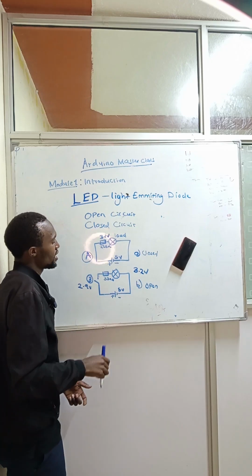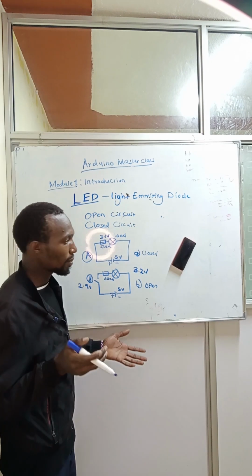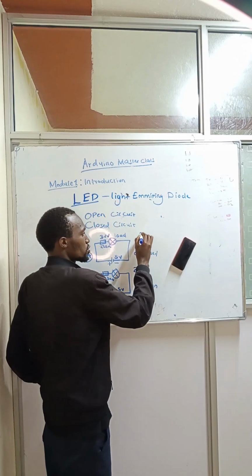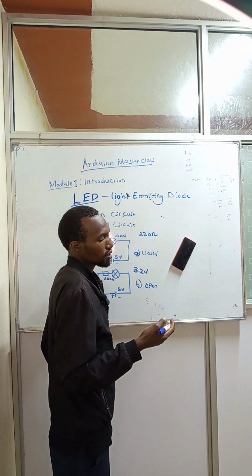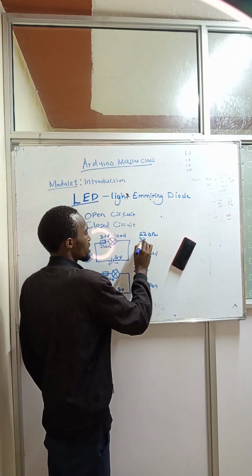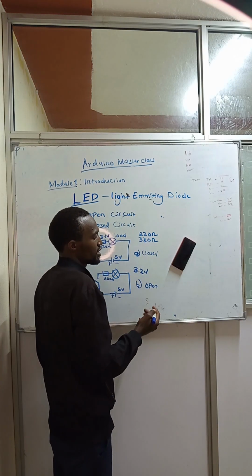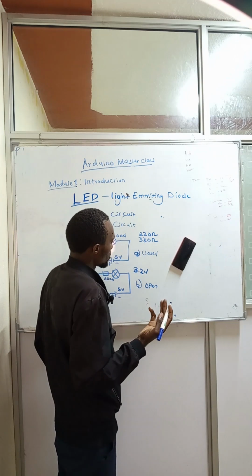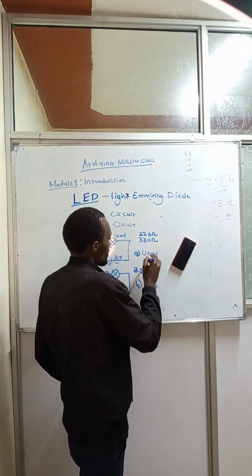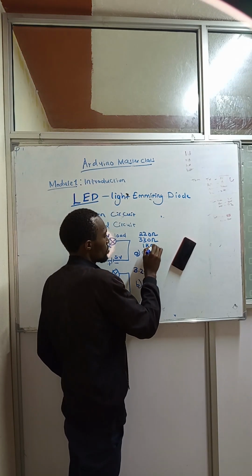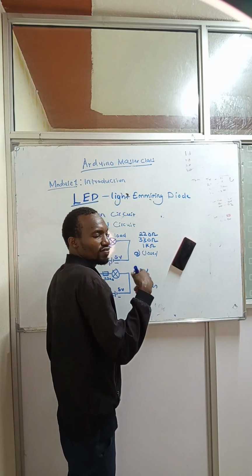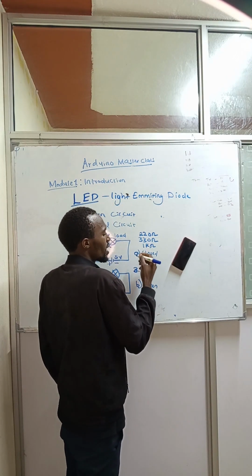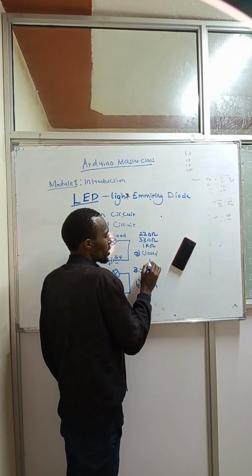That being said, I can just recommend one. We normally use 220 ohms for LEDs. Still, you can also use 330 ohms for LEDs, not more than that. Sometimes some people use 1 kilo ohm, but your LED will be so dim. We have other higher values, but you can't use them.